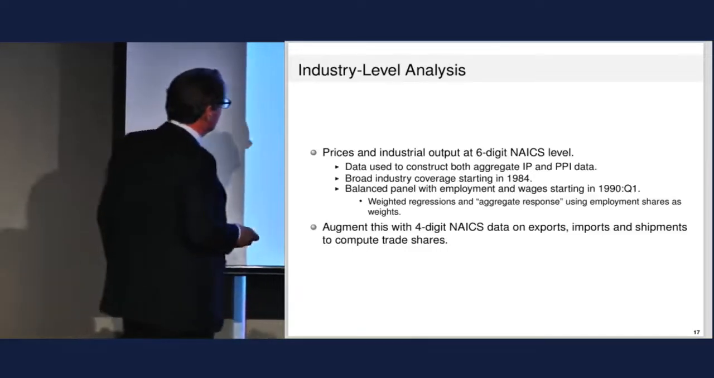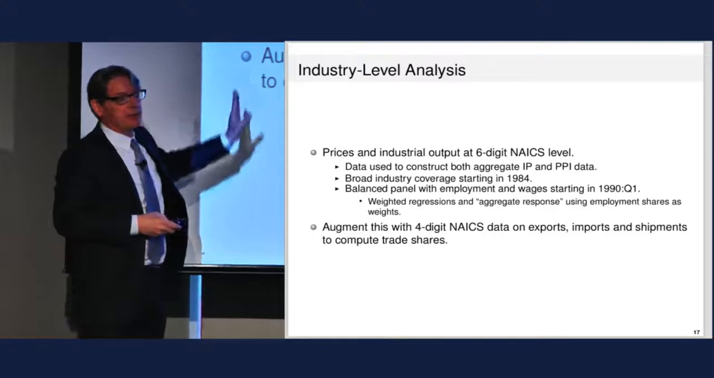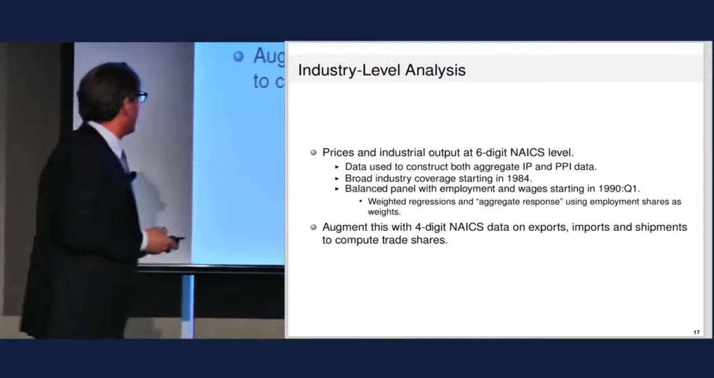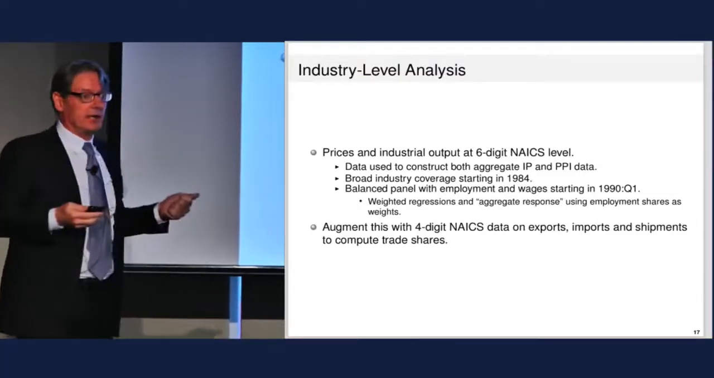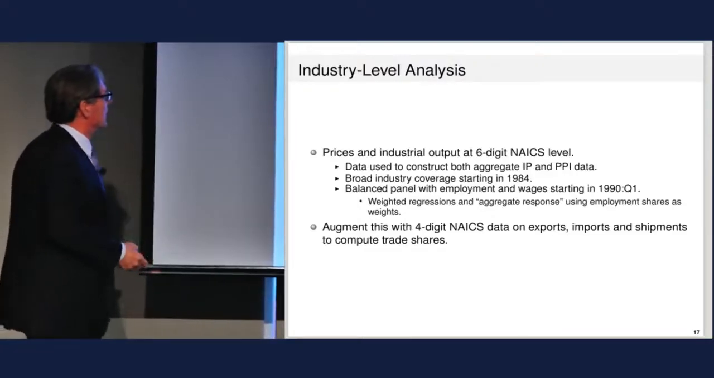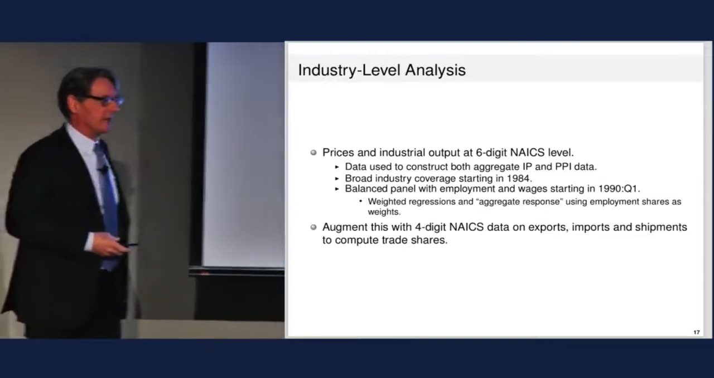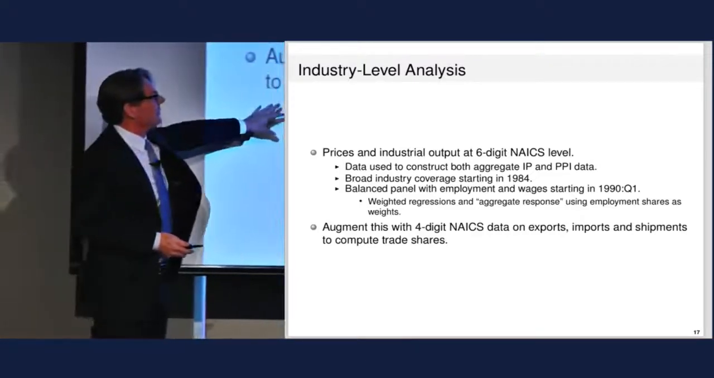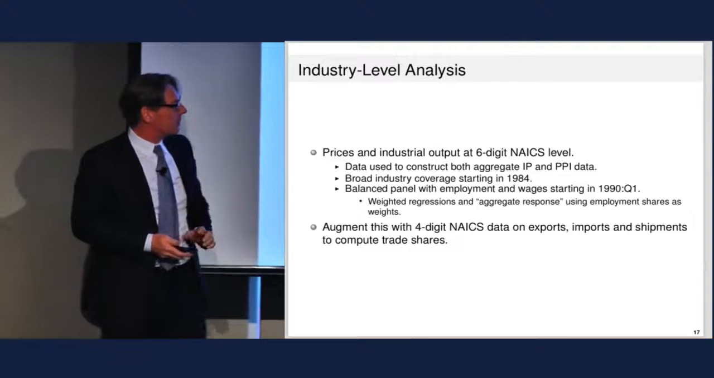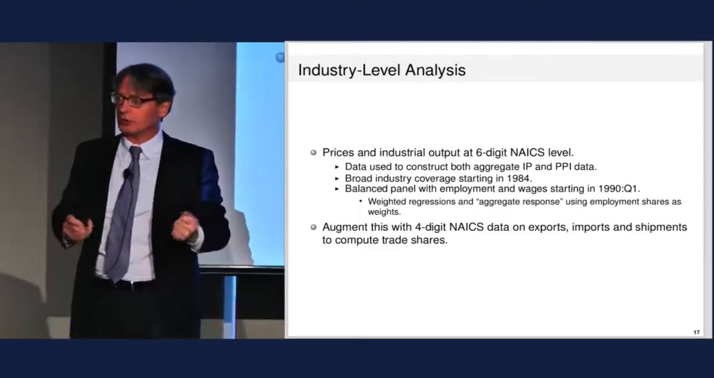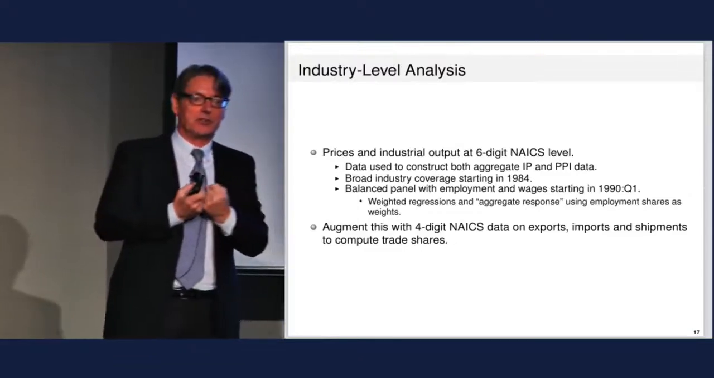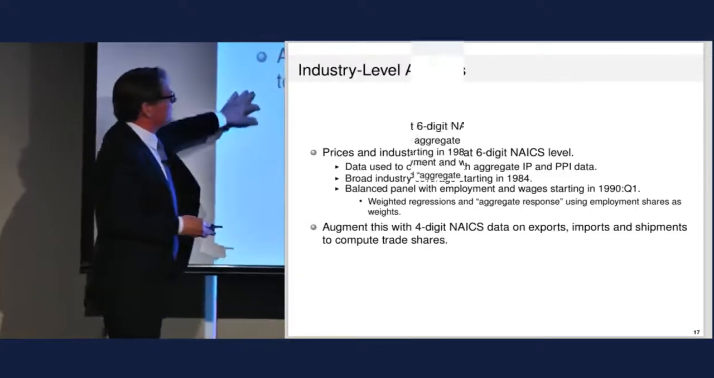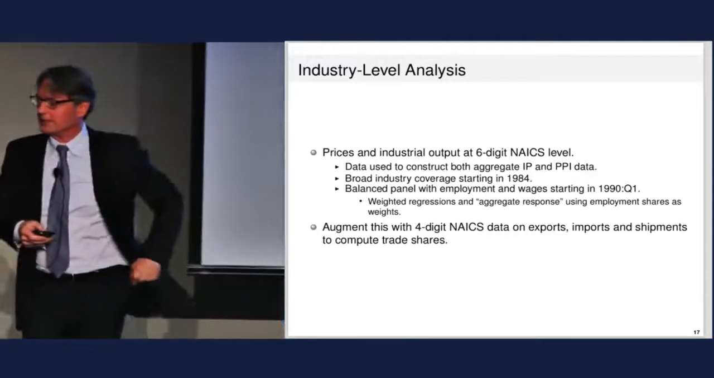And so it turns out from 1990 onwards, we can construct a balanced panel of 185 industries where we have information on prices, wages, employment, and output at the six-digit industry level. I think there's lots more to be done with this data set, given the fineness of detail that we have. Then, as I said, we're going to augment this at the four-digit level, where we can get exports, imports, and shipments, and then we can construct a trade exposure. Again, our trade exposure measure is going to be the sum of exports and imports divided by the shipments. And this was actually surprisingly more work for Egon than he anticipated.